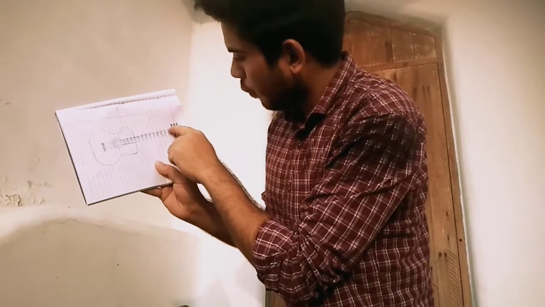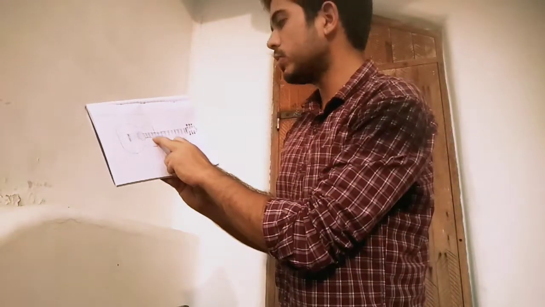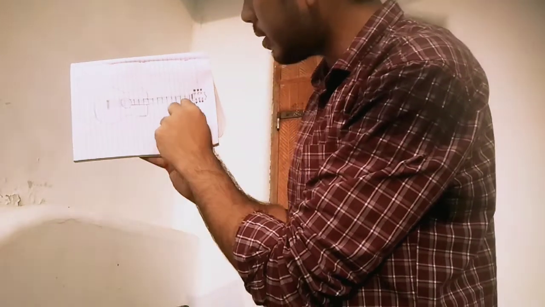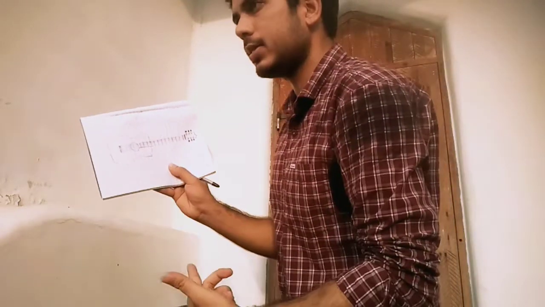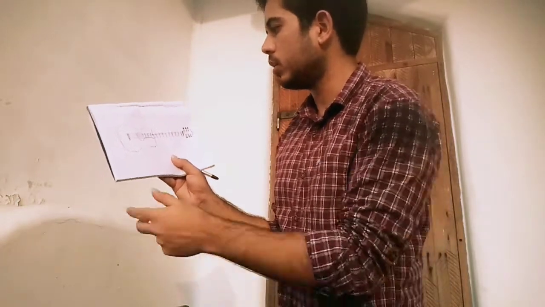1, 2, 3, 4, 5, 6. A guitar has 6 strings. Right. They are made up of steel, and these tiny steps, these are called frets. Frets. Can you say that? Frets. Frets. Very good.